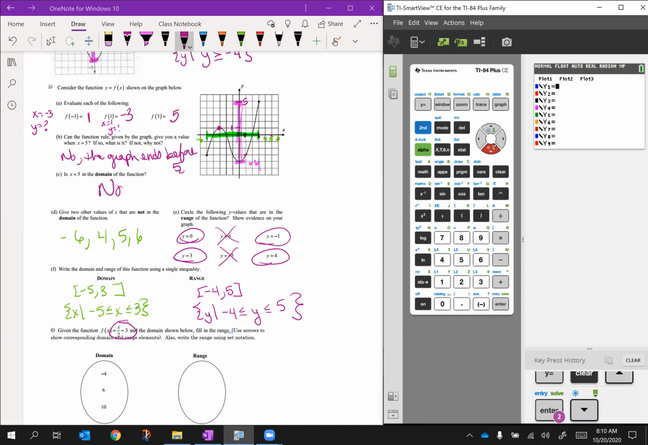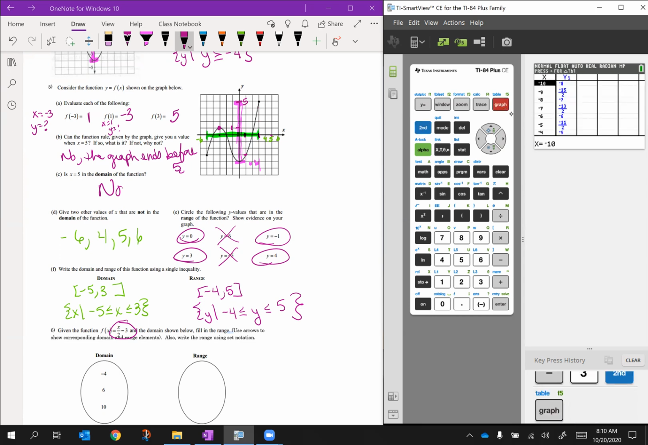To put in the fraction, we're going to hit alpha, y equals. We want the x next to the alpha key, down arrow over 2, right arrow to get off the fraction, minus 3. So that's how we type it in. Now we're going to hit second table to get the values. So I'm looking for -4. At -4, my value is -5.